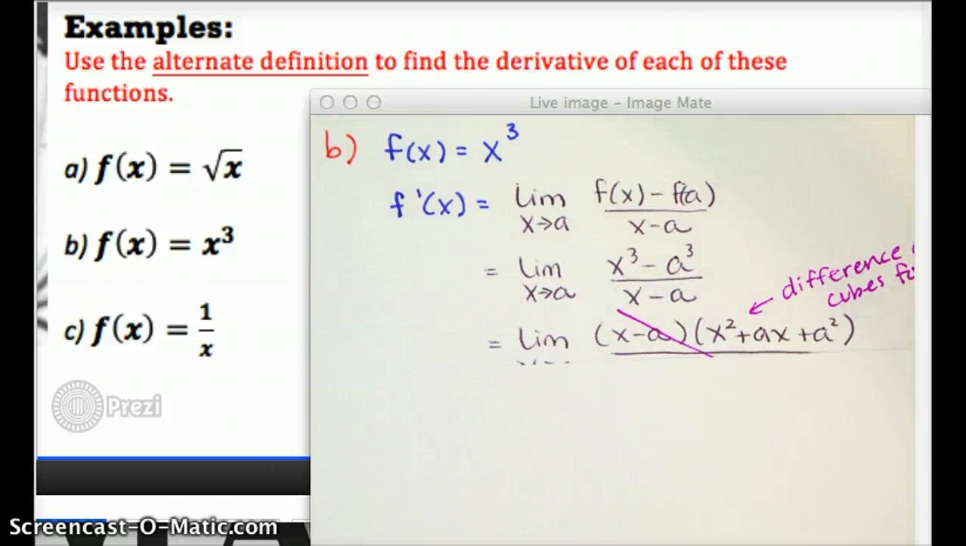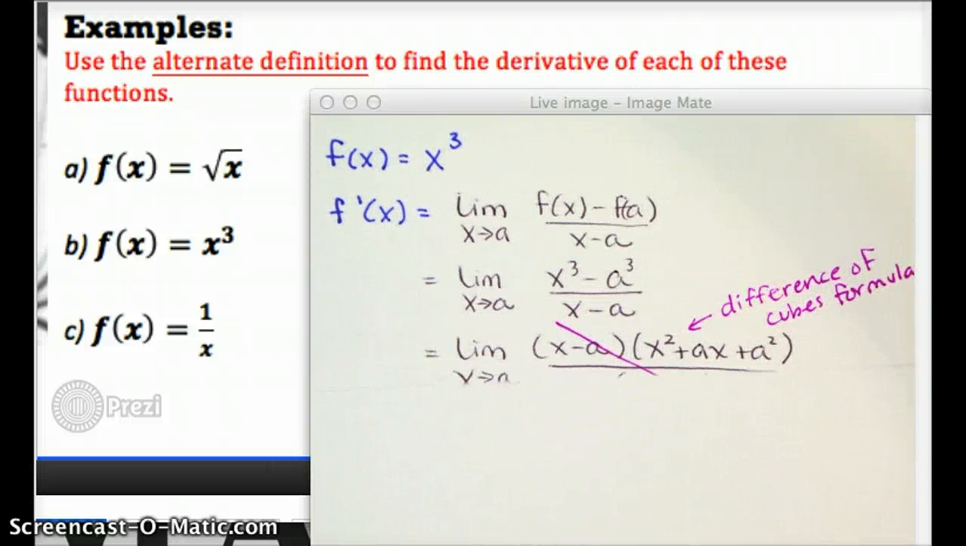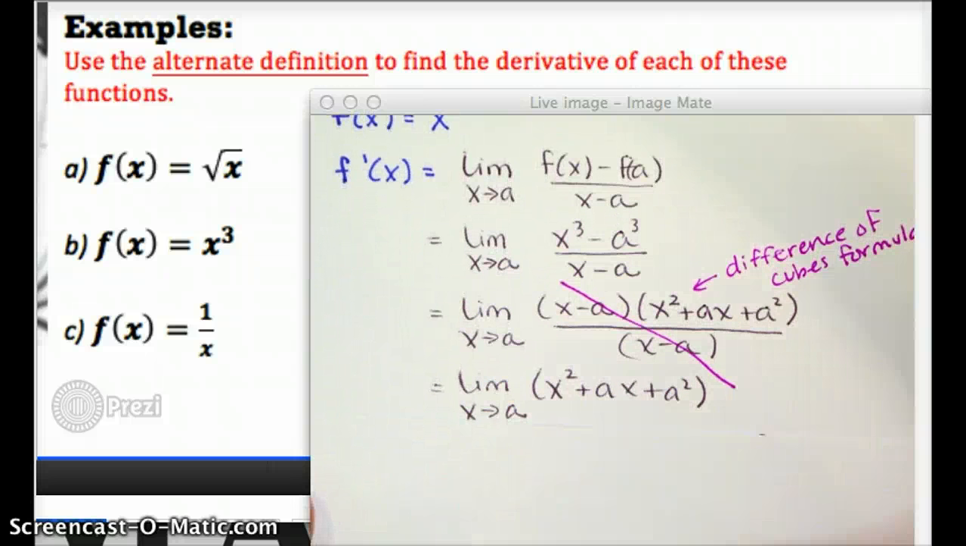And to do that successfully, you have to remember a formula from Algebra 2, which is the difference of cubes formula. And there's also a sum of cubes formula, which is pretty similar, so brush up on that if you need to. But if you did remember that formula, the canceling happens right away, and you're left with this nice, simple polynomial. And then we can now evaluate the limit by plugging in a.